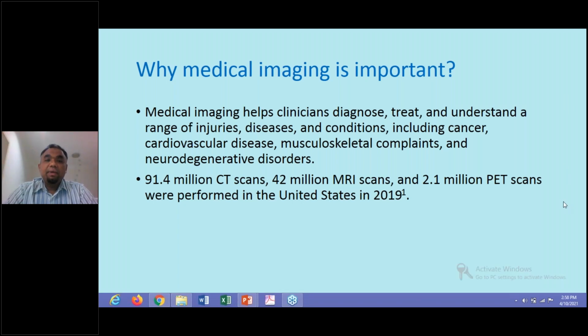Why is medical imaging important? Medical imaging helps clinicians diagnose, treat, and understand a range of injuries, diseases, and conditions, including cancer, cardiovascular disease, musculoskeletal complaints, and neurodegenerative disorders. In the US, the latest statistics show that CT scans are still the winner in terms of modalities used most in 2019. You can see almost 91 million CT scans performed in 2019, followed by almost 42 million MRI scans, and lastly more than 2 million PET scans.